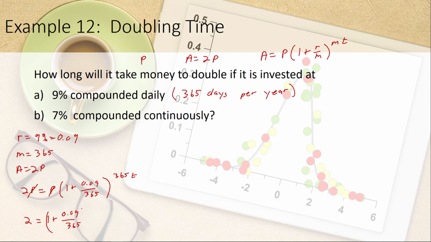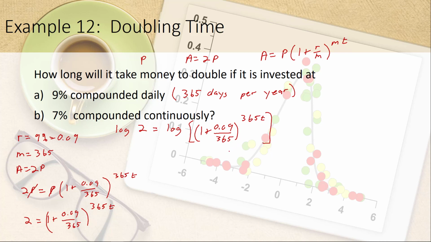That quantity will then be raised to the 365 times T power. All right? Now, what we're going to do now is take the log of both sides. And if we do, we are going to have that the log of 2 is equal to the log of 1 plus 0.09 divided by 365, all that raised to the 365 times T power.